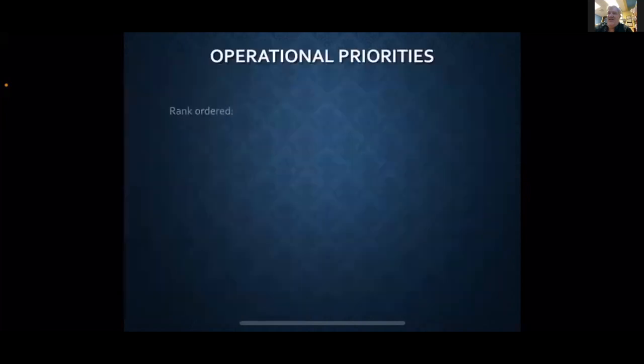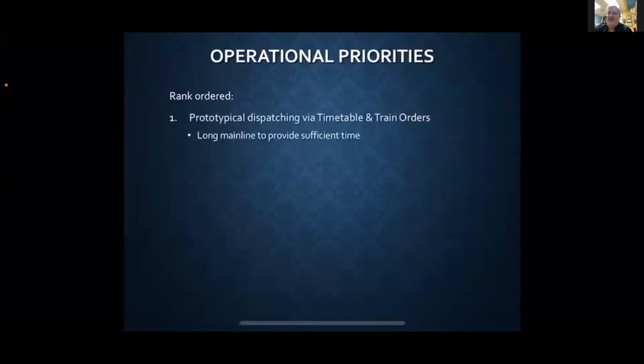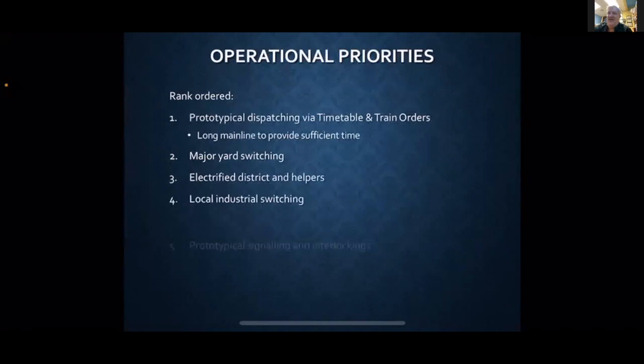So the operational priorities for me included, in rank order, and this is part of the development of the layout, prototypical dispatching using timetable and train orders, the real paperwork. Major yard switching, Interbay was kind of the center of the universe for that. I'm really modeling Appleyard in Wenatchee more as a staging yard. The electrified district, as mentioned, with helpers, local industrial switching, of which there was substantially more in 1955 than there is now. All those little towns going up the west slope of the Cascades had industries. Monroe was absolutely hopping then, and right now it pretty much just has Wolf Kill Feed, but very different back then.